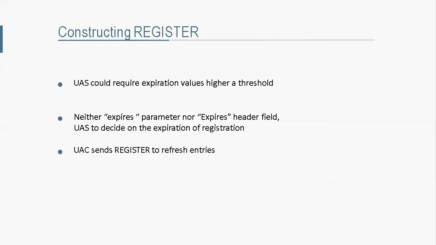It is also worth noting that the user agent server might be configured to accept only expiration values higher than a certain number. If neither the expires parameter nor the expires header field exists in a register request, the user agent client is simply asking the user agent server to decide on the expiration value.